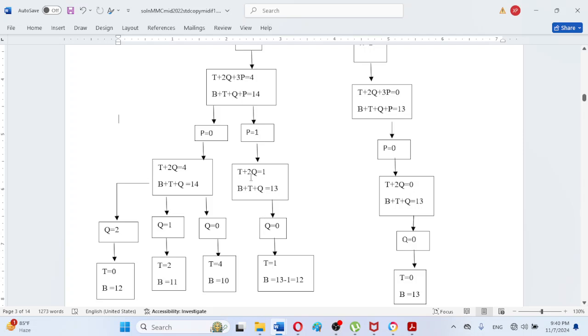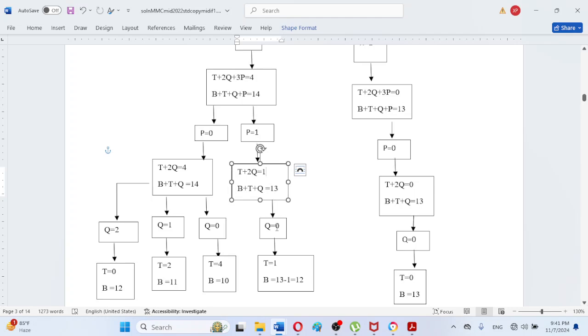So again with the same procedure we can observe here that t plus 2q is equal to 1. So that means q can only be 0, because even if q is equal to 1, that means t plus 2 will be equal to 1. So when this 2 arrives at the right hand side, 1 minus 2 means the ternary link will become negative, which is impossible. So q can adopt only one value for this equation.